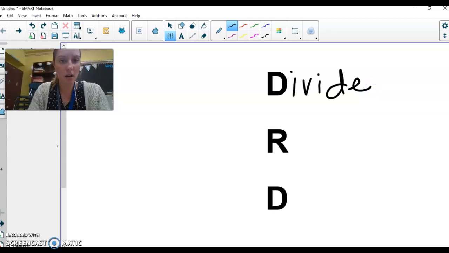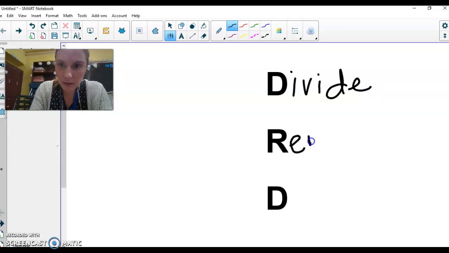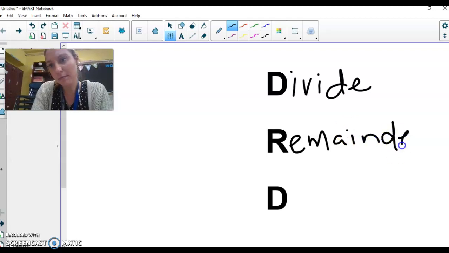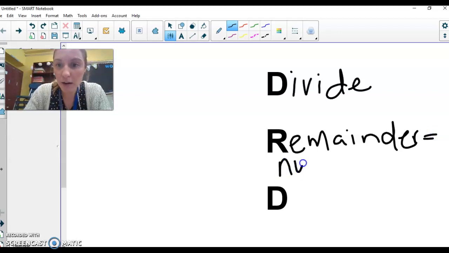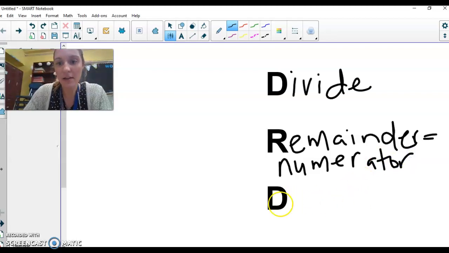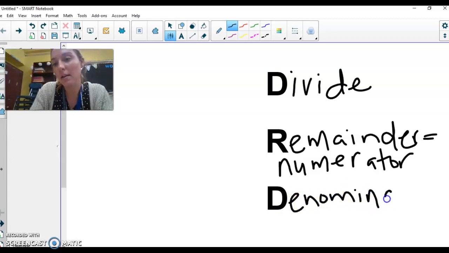Okay. The R stands for remainder equals numerator. Okay, and this last D stands for denominator stays the same.